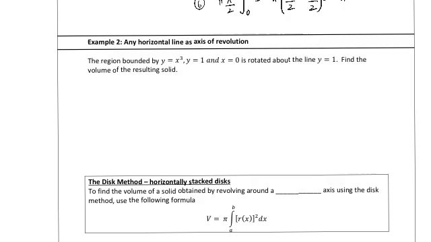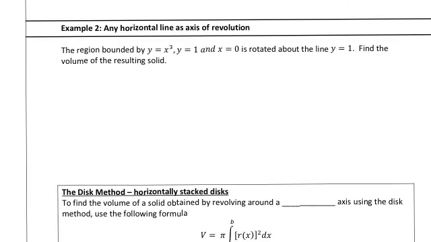Let's try another example here. So the region bounded by y equals x cubed, y equals 1, and x is equal to 0. This means the y-axis. This region is rotated about the line y equals 1. So this is again a horizontal axis of revolution.